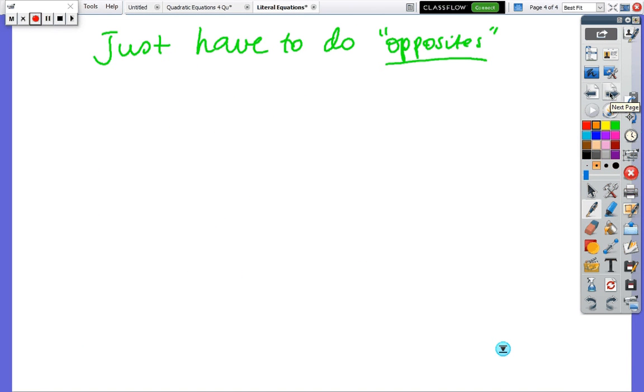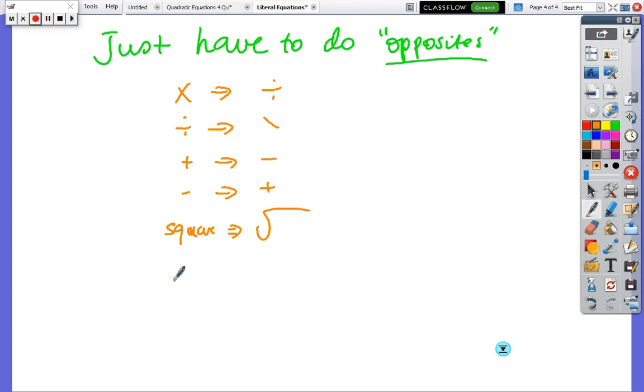Okay, so all we have to do is just do opposites. If you have a times, it becomes a divide. If you have a divide, it becomes a times. If you have plus, it becomes minus. Minus becomes plus. If you have a square, it becomes a square root. If you have a square root, it becomes a square, etc. So we just have to do the opposite, but you have to do them in the right order. Okay, so we'll look at a few examples.